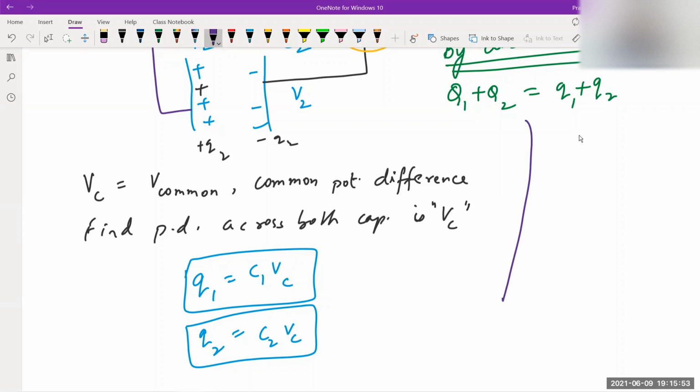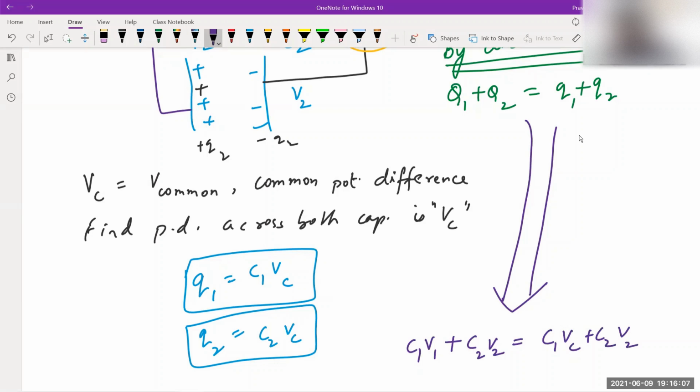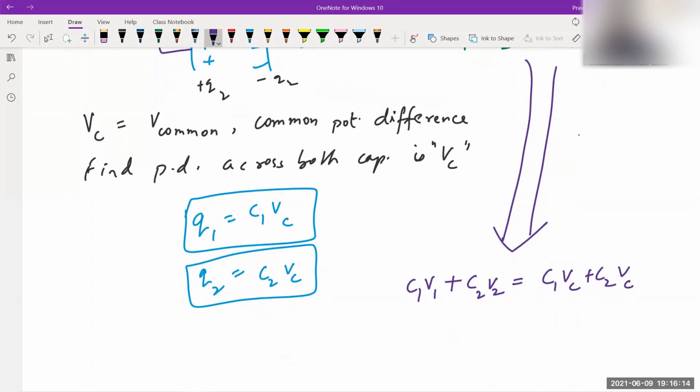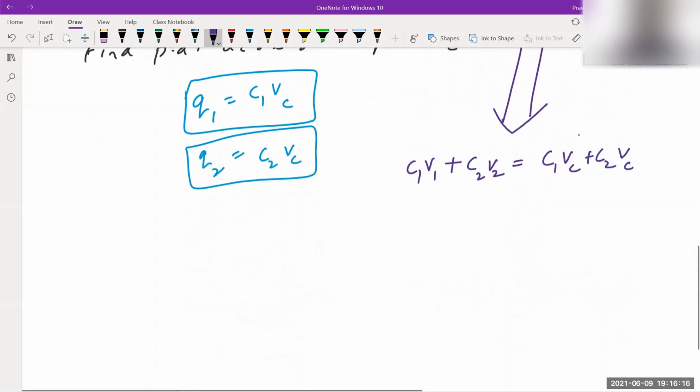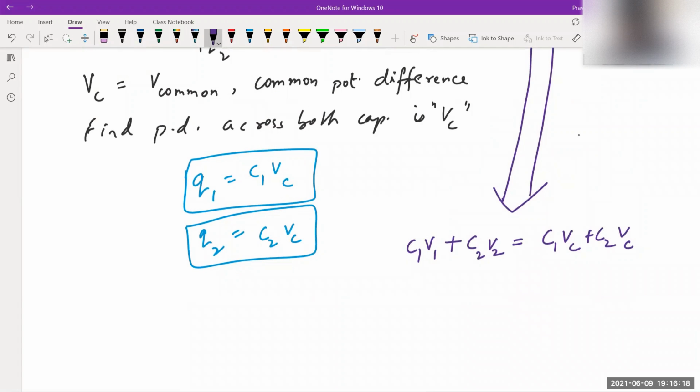Now use this equation. You know that Q1 was C1 V1, Q2 was C2 V2, and now Q1 and Q2 are C1 V common plus C2 V common. Are you agreeing with that? Can you find the value of V common? What will be the final common potential? So VC is equal to (C1 V1 plus C2 V2) by (C1 plus C2).